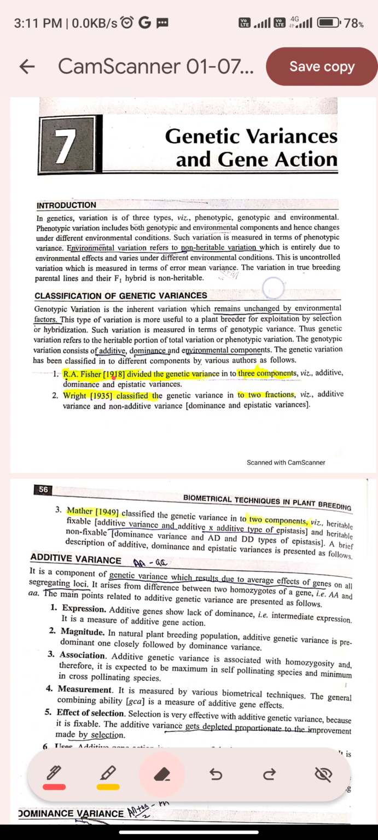Now again a new scientist came and he classified the variance into two components, that is heritable fixable, in which he includes additive variance and additive into additive type. Another is heritable non-fixable, which is dominance variance, additive into dominance and dominance into dominance type epistasis. These are terms I will describe one by one clearly.